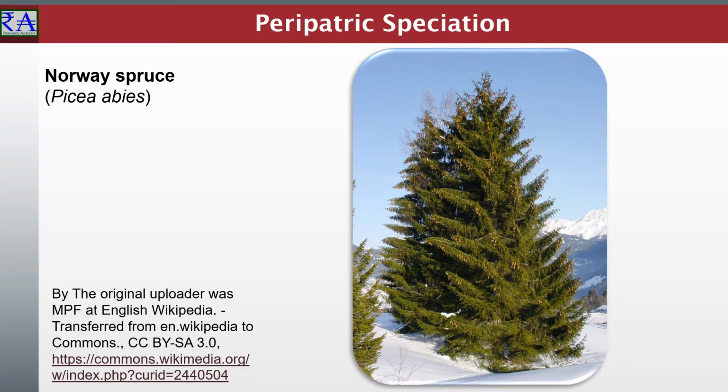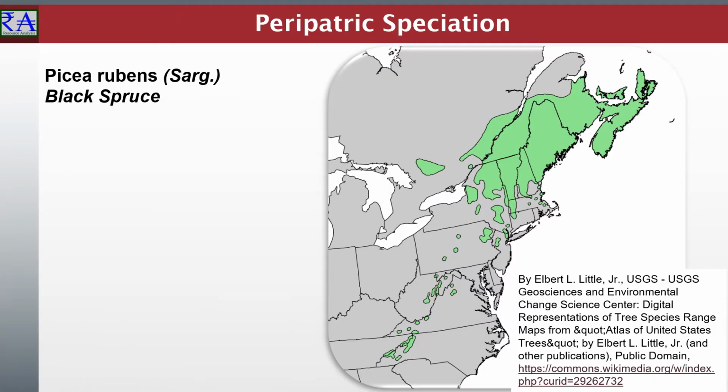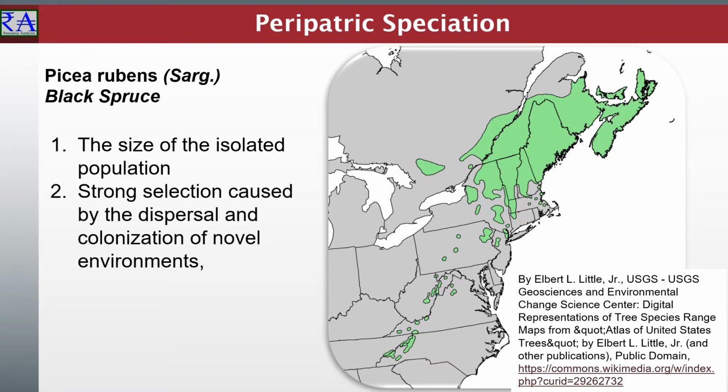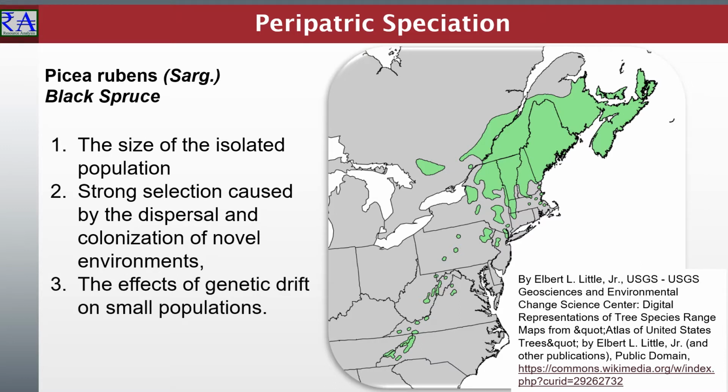The term peripatric is often used in biogeography, referring to organisms whose ranges are adjacent but do not overlap, being separated where these organisms do not occur. For example, on an oceanic island compared to the mainland. Such organisms are usually closely related and sometimes called sister species. Peripatric can be distinguished from allopatric speciation by three key features. 1. The size of the isolated population. 2. Strong selection caused by the dispersal and colonization of novel environments. 3. The effects of genetic drift on small populations.